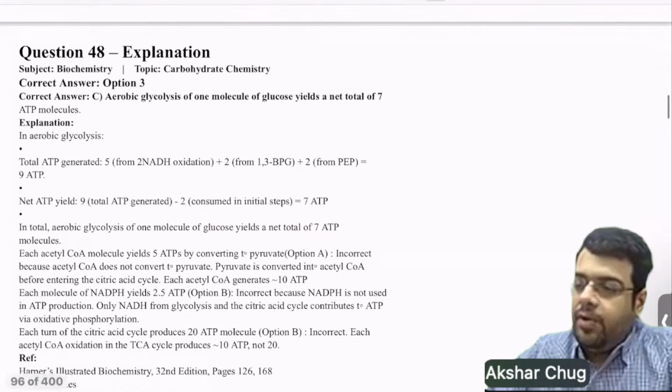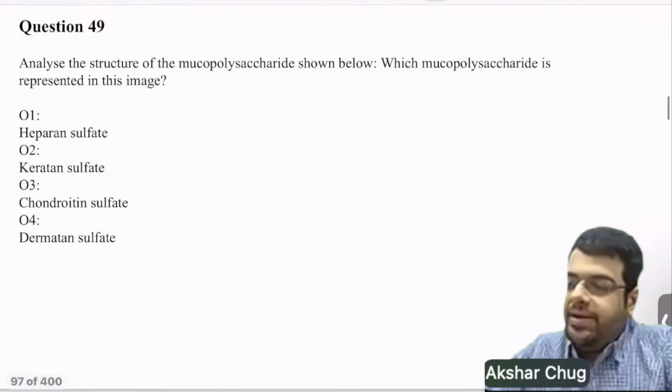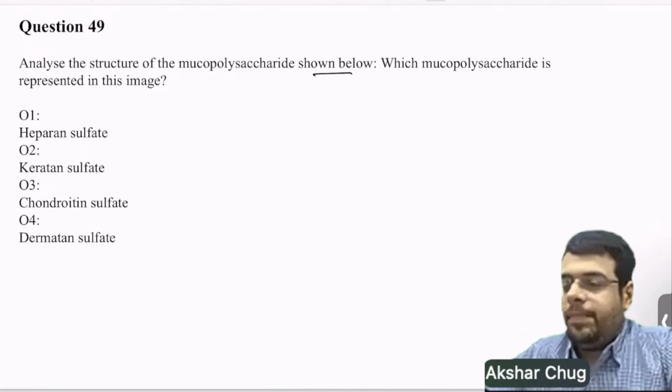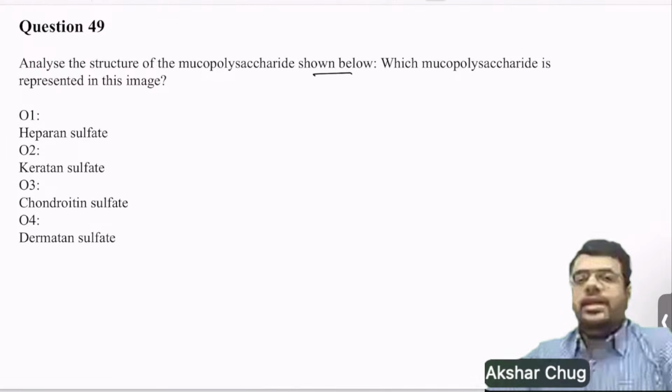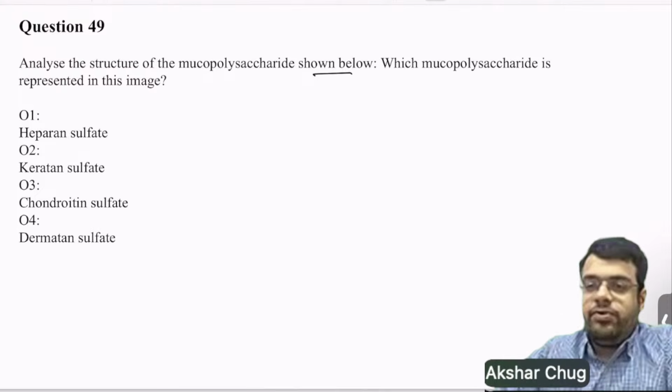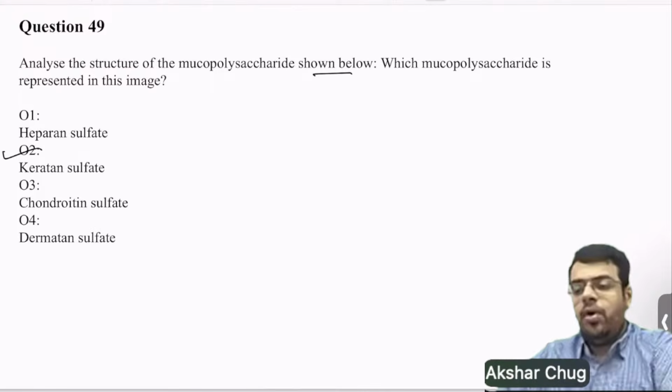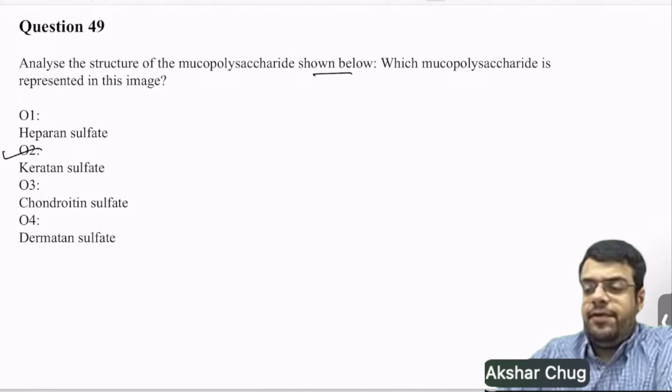Moving on, analyze the structure of the mucopolysaccharide shown below. Which mucopolysaccharide is represented in the image? So basically, there was a structure showing a galactose sugar. And as we know, the galactose sugar is only seen in keratan sulfate. Also, keratan sulfate is responsible for the transparency of the cornea.